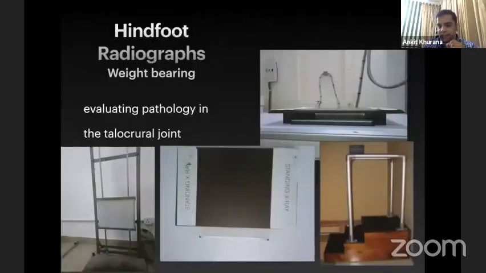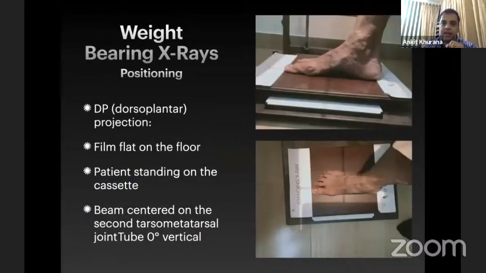For the radiological examination done in weight-bearing, these are the devices that I use. I use a slotted box to slide in an X-ray cassette to do the AP X-ray of the foot. Then I use a stand, which is normally used for taking standing radiographs of the knee, for assessing the foot and ankle as well. And I also use a step. The step is used to assess the lateral X-ray of the foot. These are the three devices, and they can help you in getting the weight-bearing radiographs of the foot as well as of the ankle. This is an example of how the radiograph of the foot is taken with a slotted box.